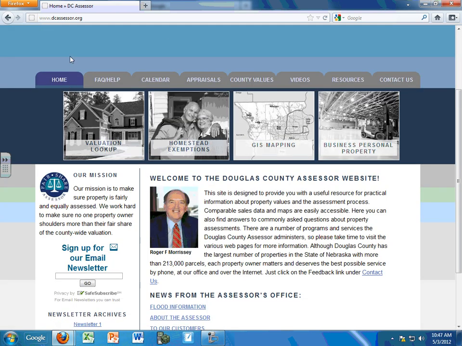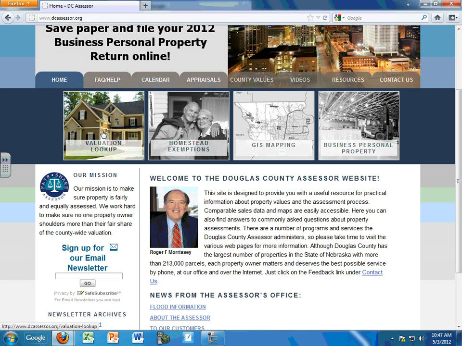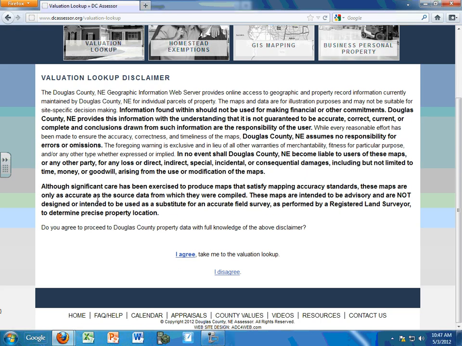But in this case, I did speak with someone from the assessor's office, and they showed me a little bit about how to find it. So I'm going to do that in this tutorial. First thing you're going to do is click on the valuation lookup right here. When you come into here, there's a disclaimer that says I will not sell this or whatever.